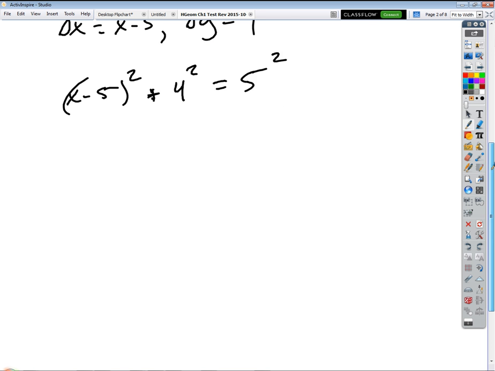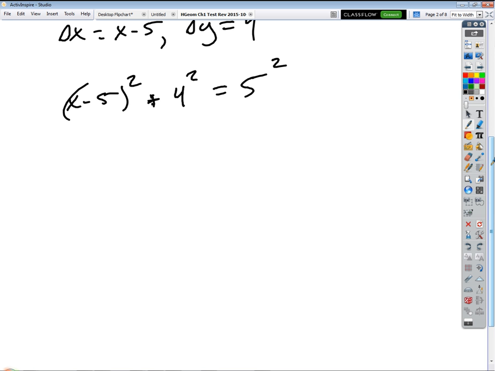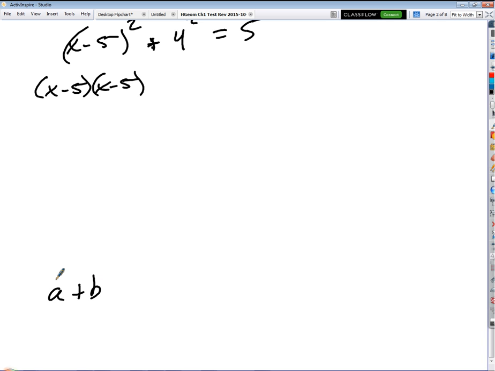Wait, don't you have to multiply it like negative x? You do, right. So exactly, and that's what you can always do. We can just write this as x minus 5 times x minus 5 and FOIL it out, and that's fine. You can always do that. There is a little pattern, just so you know. We'll talk about this more later. If I do something like a plus b quantity squared, it always just equals a squared plus 2ab plus b squared. You don't have to remember it, but that works every time.